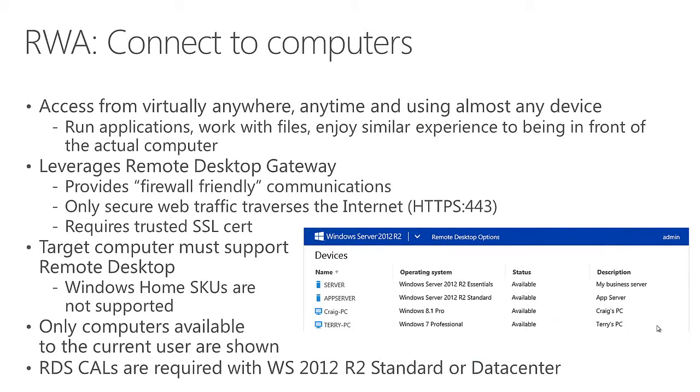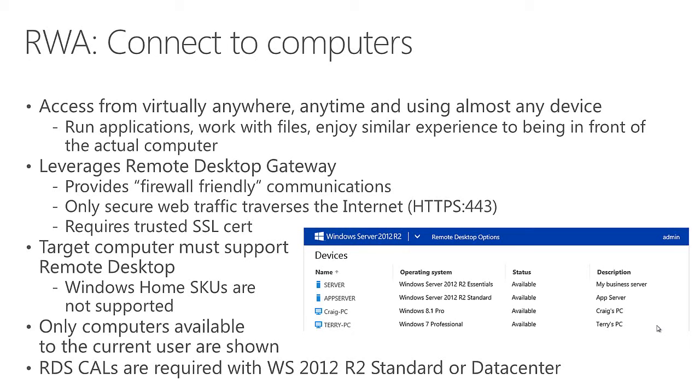So, taking a little closer look at how Connect to Computers works. Basically, this gives you access from virtually anywhere you are, anytime that you need to, using almost any device, anything that will support an RDP connection or a remote desktop connection. This will allow you to run applications or work with files, or just basically have an experience that's very similar to being right in front of that actual computer itself.